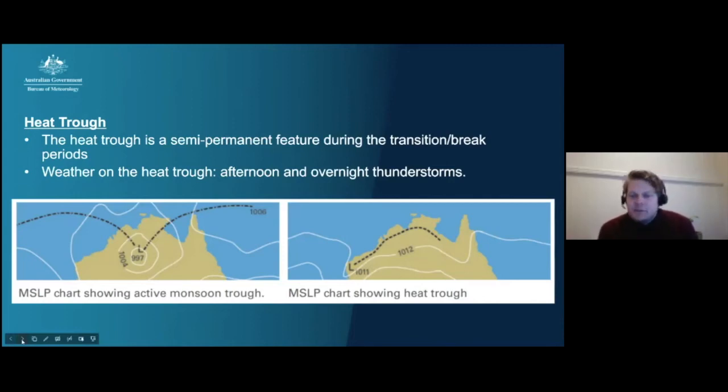You can see on the right-hand diagram, it's a little bit inland from the coast. So that's when there's all that heat building up over land, and that has to go somewhere. So it starts rising and creates a low pressure system below it. So you get a heat trough. And this can act as a trigger for those afternoon and overnight thunderstorms. So you can often see big lines of thunderstorms right along the WA or Queensland coast in the afternoon in these periods.